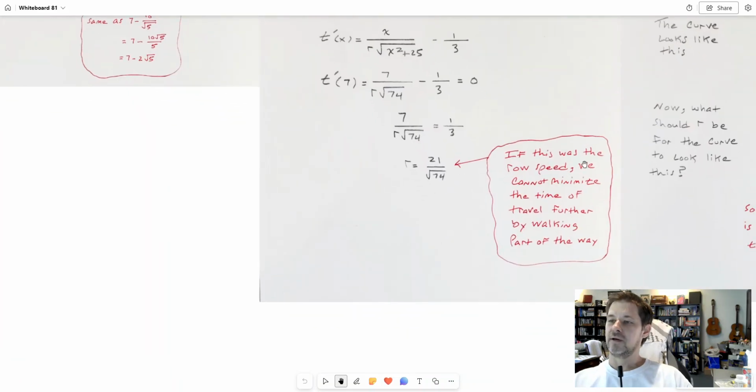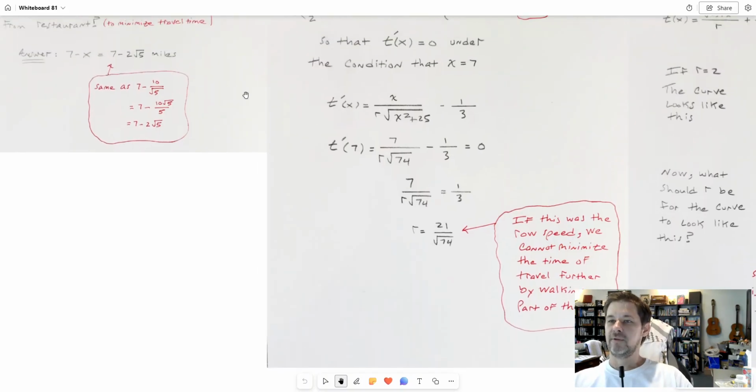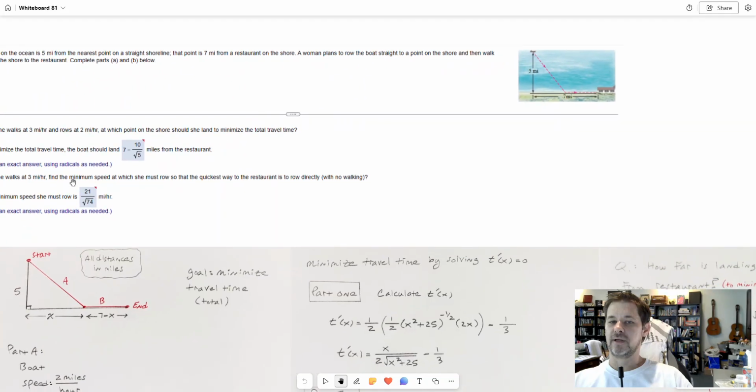So if this was the row speed, then we can't minimize the travel time any further by picking some point to land on the shore. If the row speed was slower than that, then there'd be some point to land at the shore and walk the rest of the way that would minimize our travel time from there. Okay, so that's how we find the second answer right here.